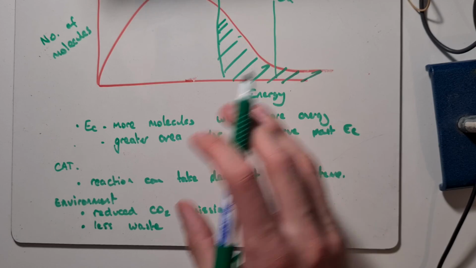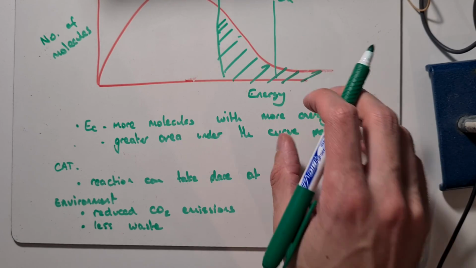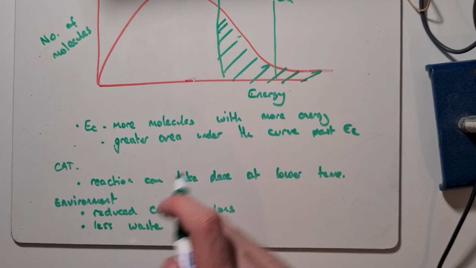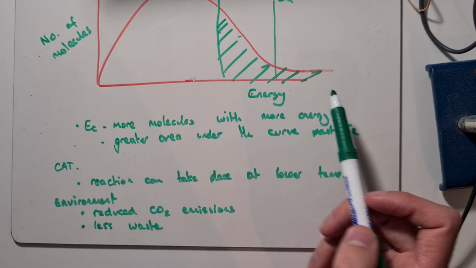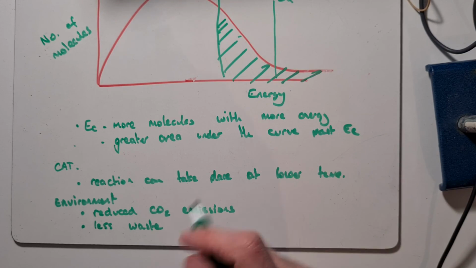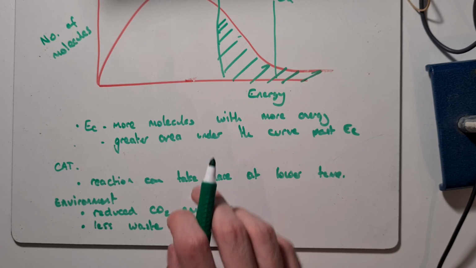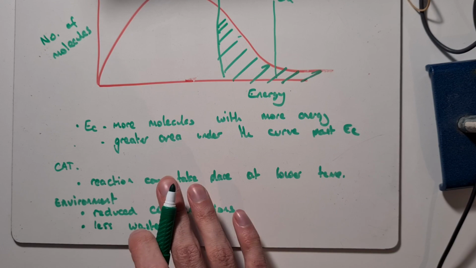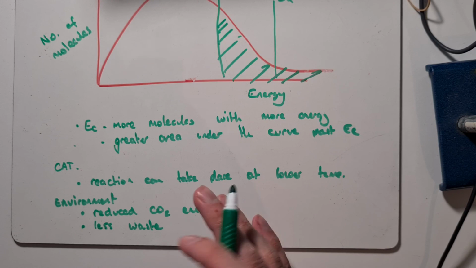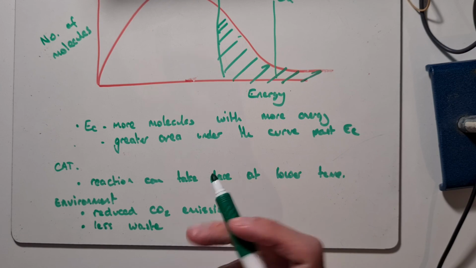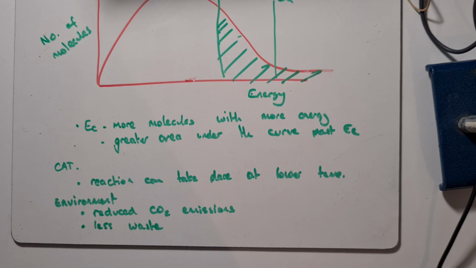So you have 3 scientific points: the graph, the explanation of the graph, that now you've got a greater area under the curve past EC, so you'll have more successful collisions. And then the final scientific principle was use of the catalyst, that it can take place at lower temperatures, with reduced CO2 emissions or less waste. And that's question 2.